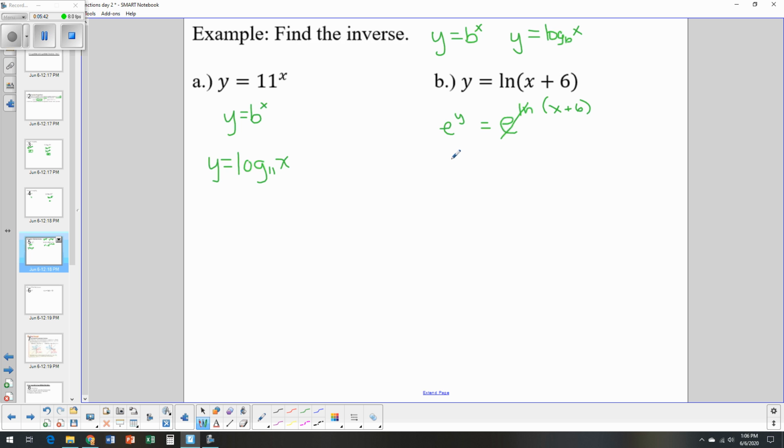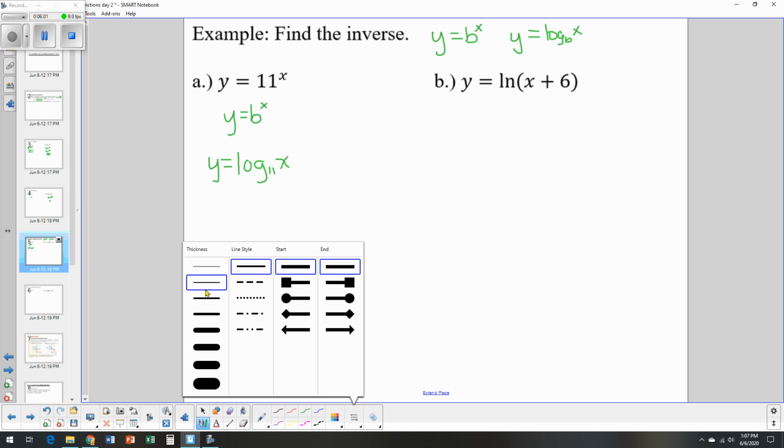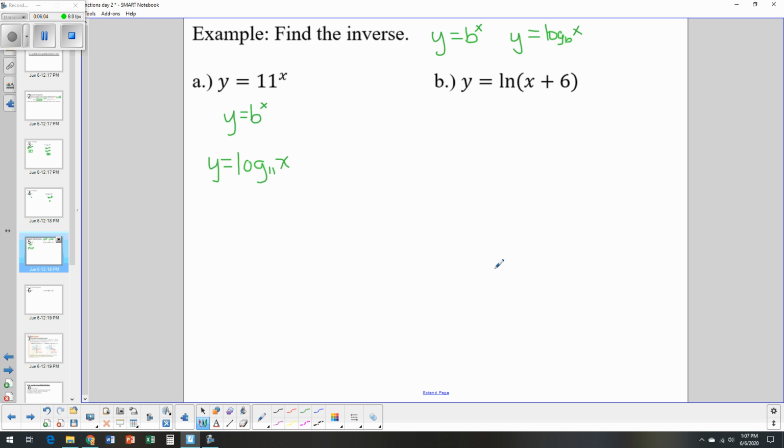And I'm going to stop myself right there, because I forgot the most important step of finding an inverse. I said it before when we talked about inverses: you switch the y and the x, and then you start to solve. So I'm going to get rid of this and try again. Even Miss Nellis makes mistakes. I'm going to blame the fact that I'm all allergied up today. So we're going to switch x and y first. So x equals natural log of y plus 6. Now I'm going to raise both sides with e as my base.